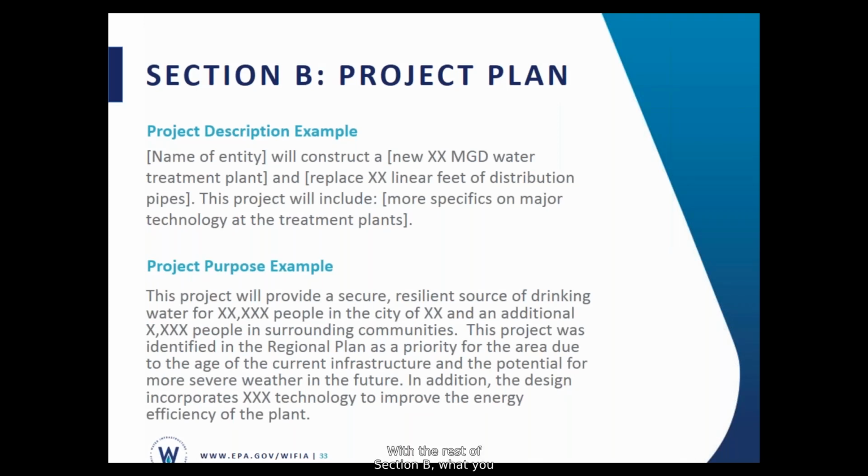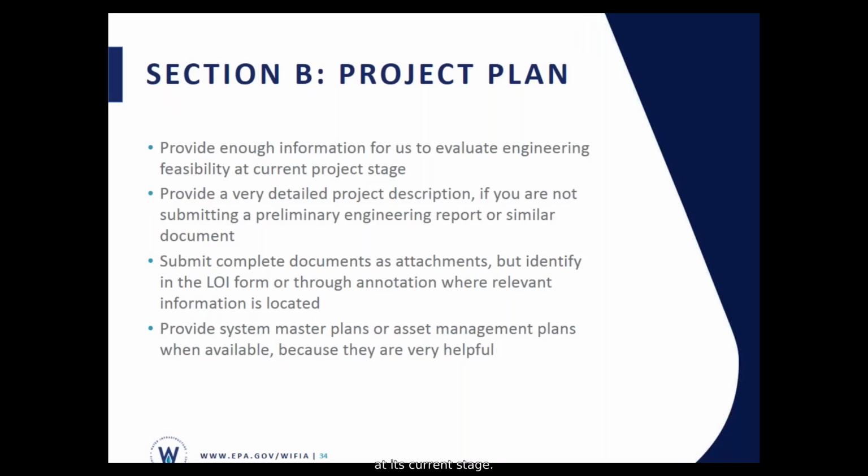Okay. With the rest of Section B, what you should keep in mind while preparing an LOI is that we need enough information to be able to evaluate the technical feasibility of the project at its current stage. If you have planning documents prepared for the project, such as preliminary engineering reports, please submit those as an attachment. We can generally get a lot of scope, plan, schedule, and cost details from those kinds of documents. If you aren't submitting a planning report, please make sure that the detailed description in Section B includes size, capacity, major components, material descriptions, etc.